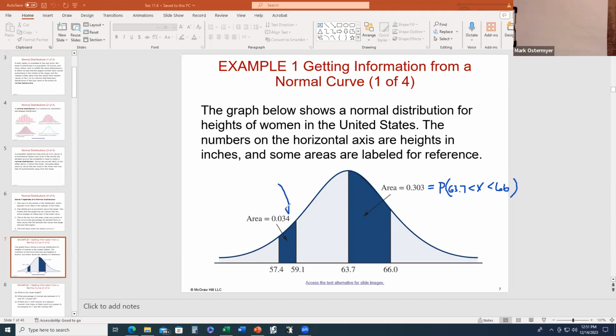Only about 3.4% of the women in this country have heights that range between what and what? 59.1 inches and 57.4 inches. Only 3.4% of the women in this country have heights that range in between these two values here.